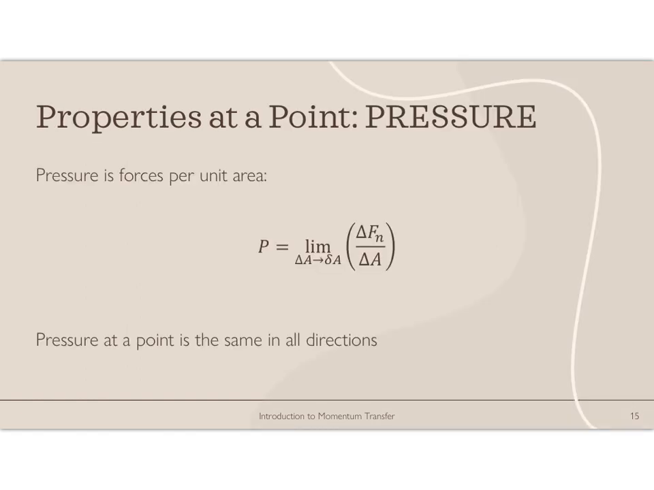The final property that we want to discuss at this point is pressure. And pressure is force per unit area, and it is the normal force per unit area. Okay? And the key thing to know about this is that it is the same in all directions at a point. So whether you look to the left or right or up or down, it will be the same at every location or in every direction.